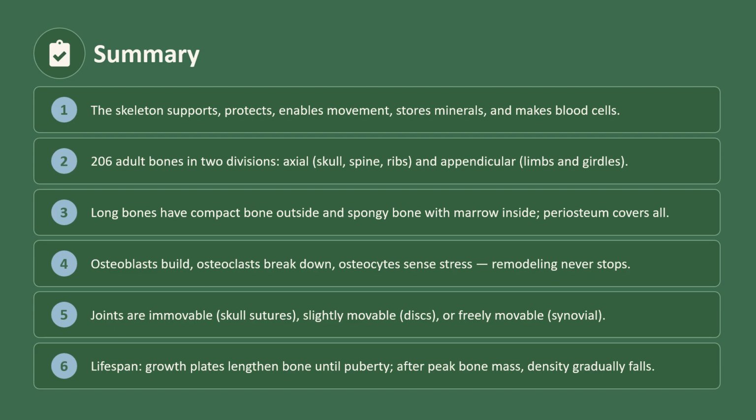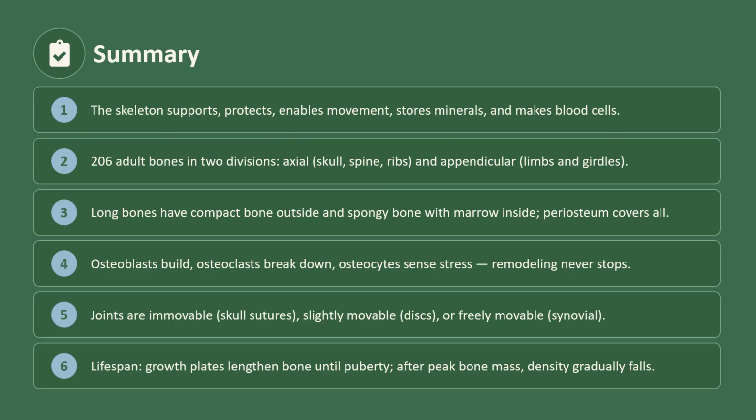So let's summarize. The skeleton has five functions: support, protection, movement, mineral storage, and blood cell formation. 206 adult bones in two divisions: the axial skeleton of the skull, spine, and ribs, which mostly protects, and the appendicular skeleton of limbs and girdles, which mostly moves.